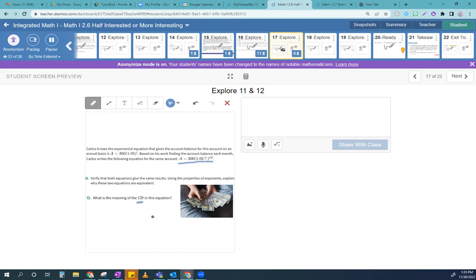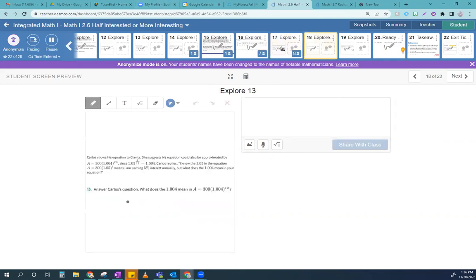So 12t would represent, hold on a second. Okay. So this 12t represents 12 times the number of months, which would now be a year. So they're basically telling you, hey, do you want an equation that's based on the number of months you're going to give me or the number of years? Okay, yes, exactly. That makes sense. Very good. Just gonna move on.